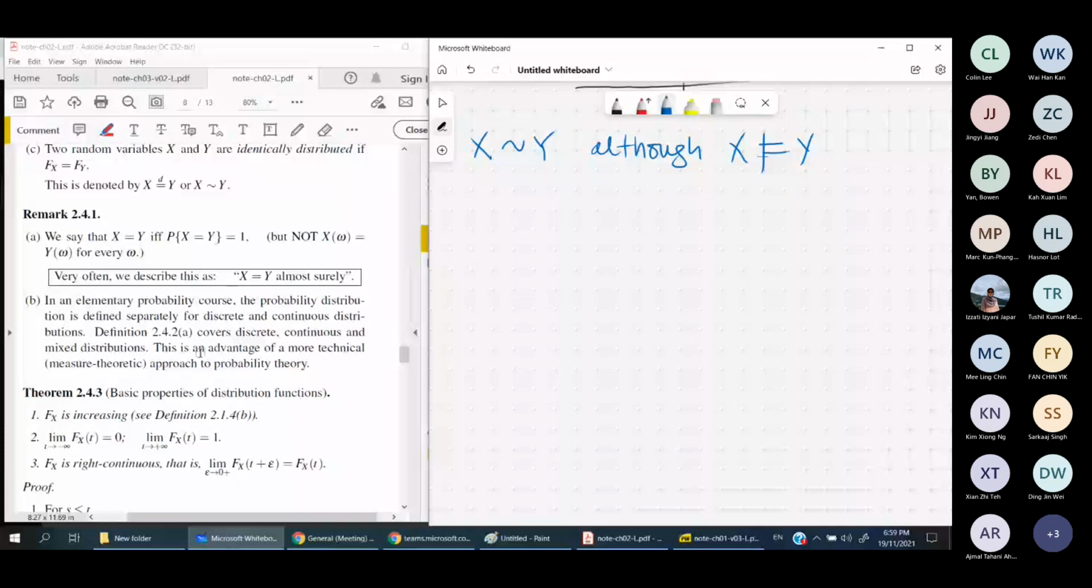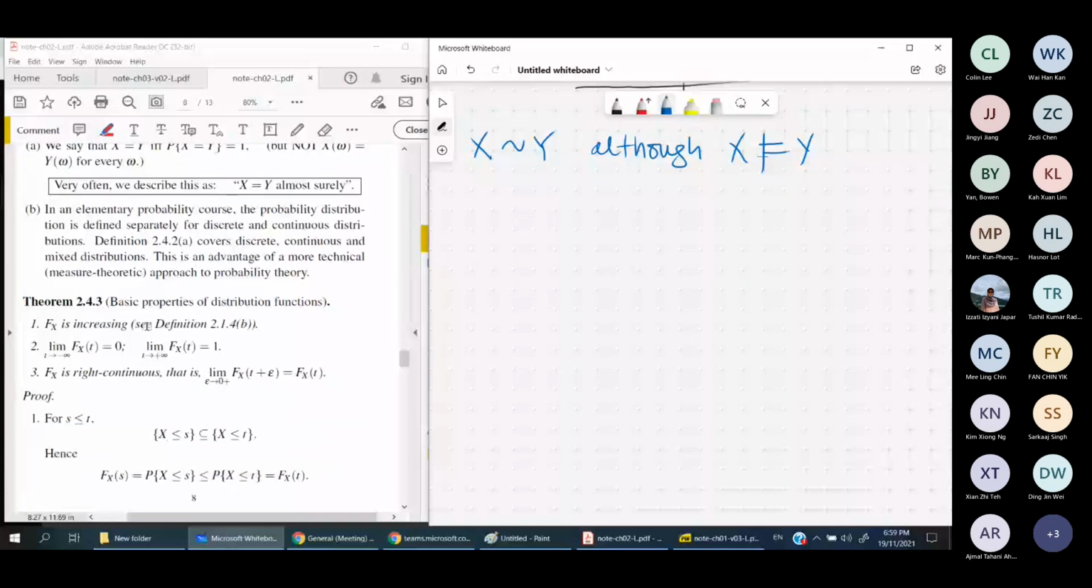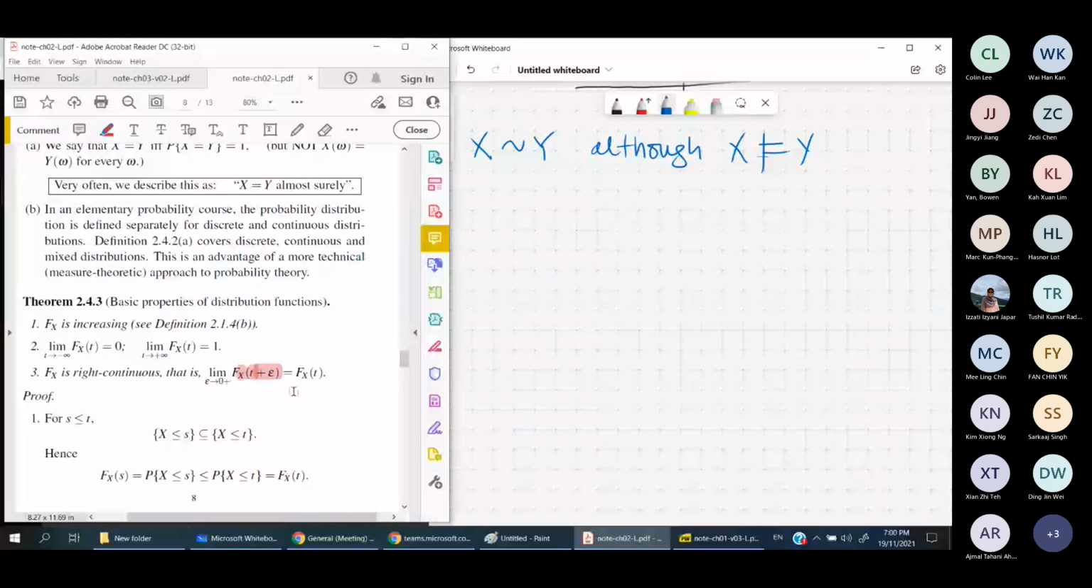This is a very important idea. We have three important properties for our distribution function, the capital Fx. First, Fx is an increasing function. Secondly, when t goes to negative infinity, it will be 0, and when t goes to positive infinity, it will be 1. Third, it is right continuous, which means that when you approach from the right, you can get the value.